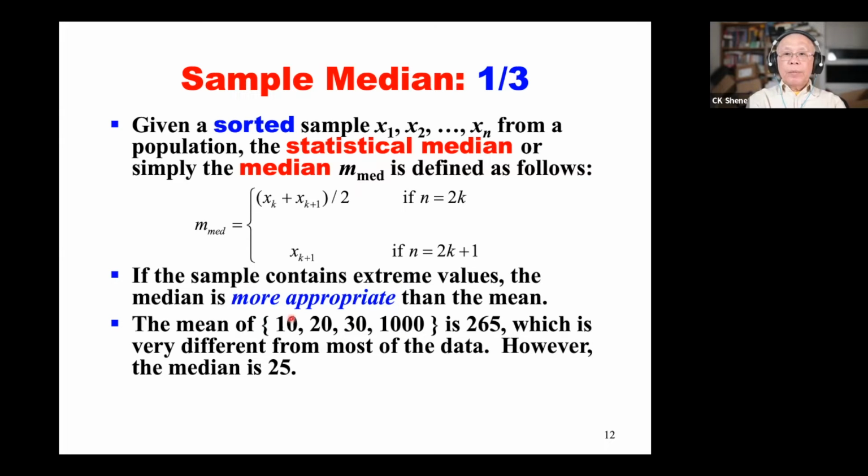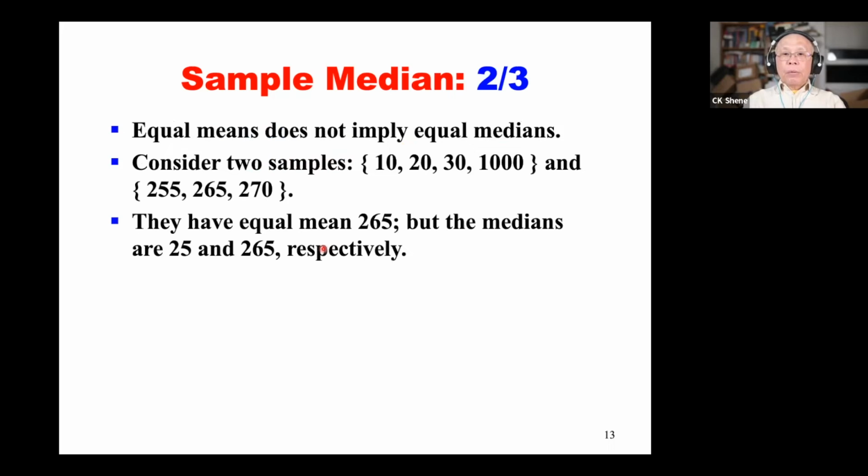So hopefully you know that when you have extreme values, the median is more appropriate. Now, remember, equal means does not imply equal medians. That is, you have two data sets. They have equal means. Would they have the same median? No. Look at this data set.